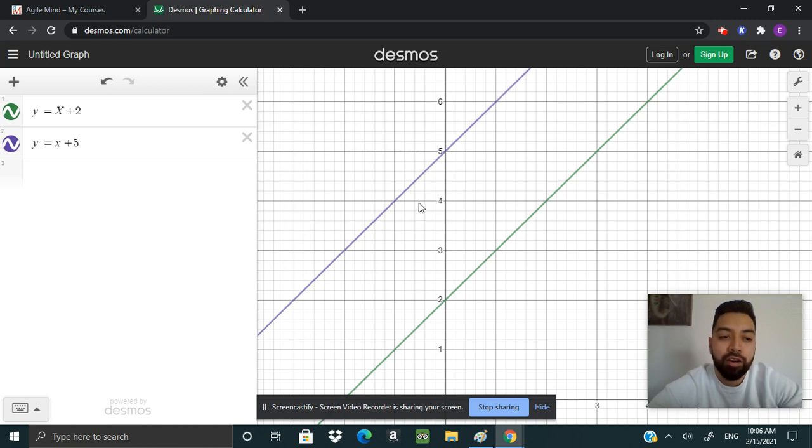Okay? Hopefully you can start identifying some of these. Remember, right now all we care about is how many solutions. So in the previous one, you saw them intersecting at one single point. That means there is one solution. On this one, they are parallel lines. This means that there is no solution.